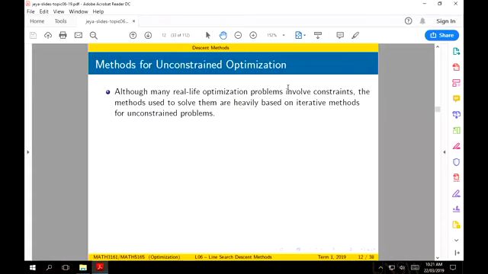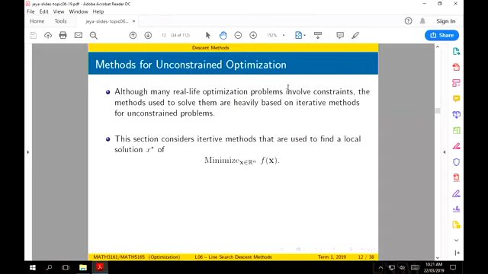First, iterative methods for solving unconstrained problems. Though many real-life problems involve constraints, the methods used to solve them are heavily based on iterative methods for unconstrained problems. So at each step, you will be solving an unconstrained problem. In fact, you will see later on, at each step, you will be solving an unconstrained problem in one variable, in many cases. Okay?